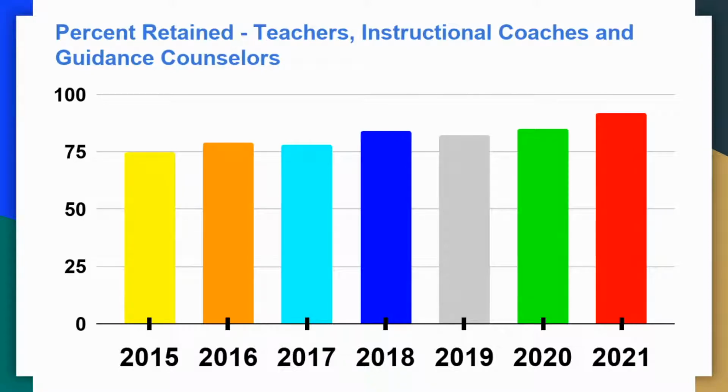Well, you can see 75% in 2015, and this is for contracts that we just received. So our teachers, our guidance counselors, and our instructional coaches. 7 years ago, we were at 75% retention, 25% turnover rate. And you can see a nice, steady increase. A couple little dips in there. Last year, we were at 85%. This year, we're at 92%.